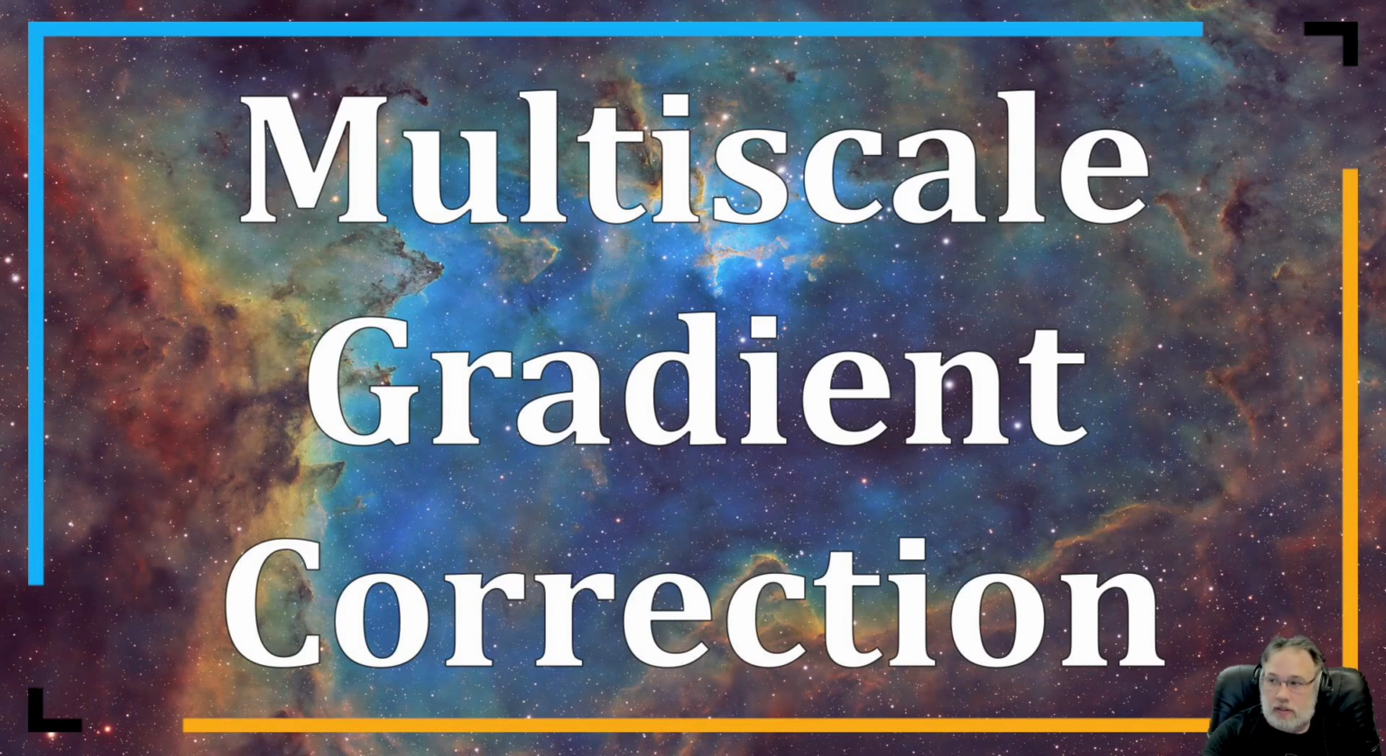I find that this is the best way to do gradient correction. If it's in a database, I recommend using it first. And if it's not, then go down the various options, whether it's ABE or DBE or AutoDBE from SetiAstro, which works really well on certain targets. I'll show you how I go about a couple different images here.